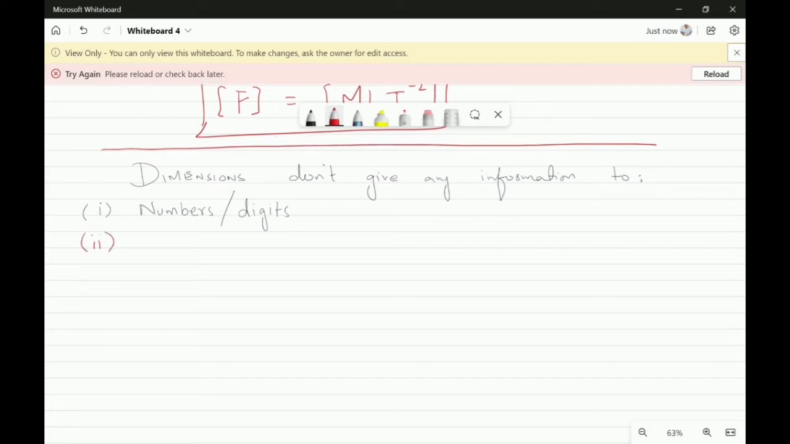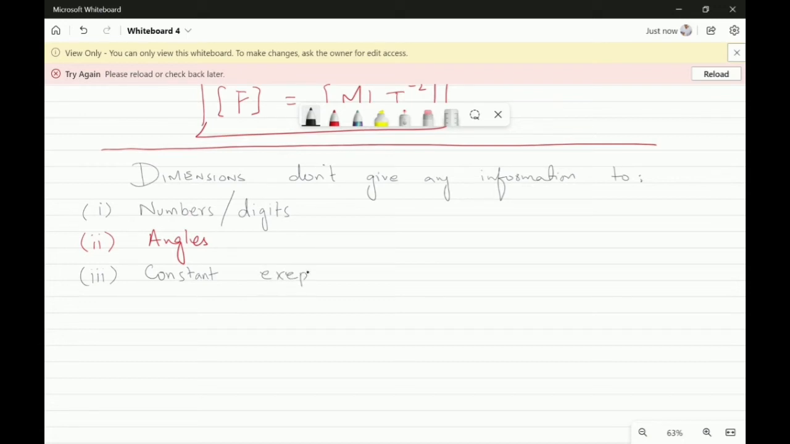Number two, we won't have any information about angles. If we have angles in an expression, keep in mind that dimensions will not give us any information about angles. Number three, constants. Dimensions do not give any information about constants. If there are constants in an expression, there are no dimensions for them.